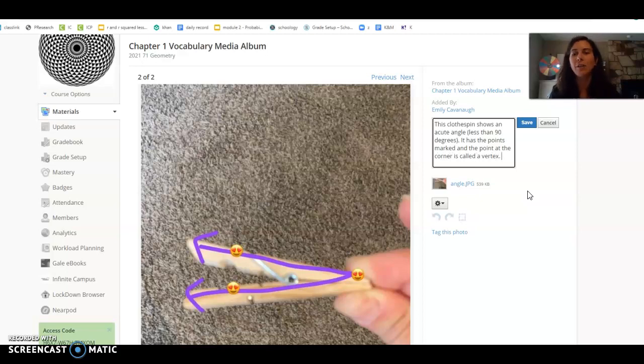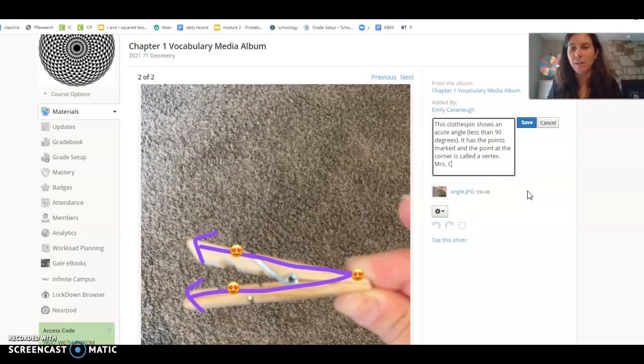Okay, so just because the picture says something and I don't have the vocab on the picture, your caption's where it's at, okay? And then I just put Mrs. C on there because I think if you hover over, it says that it's added by me, but I just think it's easier to see it in the caption.